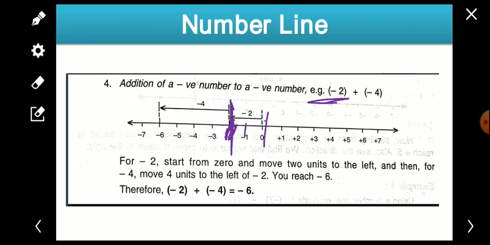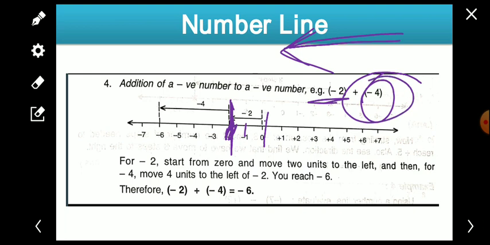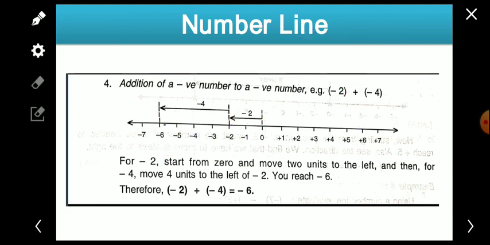Now what will we do? We have to add a negative number, and we know that for the addition of a negative number we will move towards left. So again we will move towards left. How many steps? 4 steps, because -4 we have to add. So 4 steps towards left, 1 2 3 4. So we have reached at -6 after moving 4 steps. So this will be the answer, -6. So the sum of -2 and -4 will be -6.